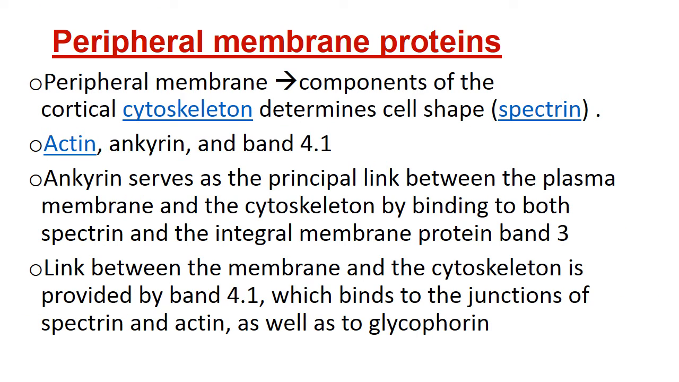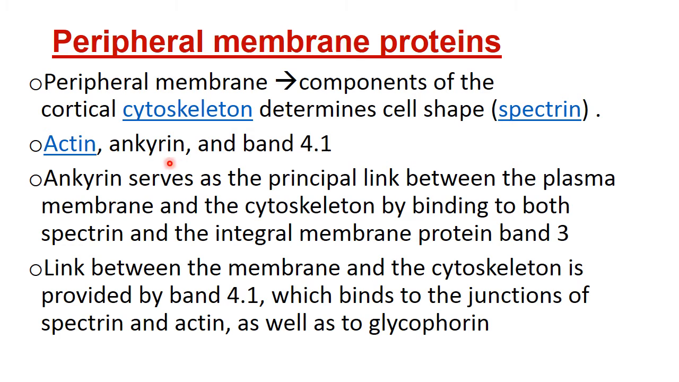Next, first we see the peripheral membrane proteins. What are the peripheral membrane proteins? Actin, ankyrin and band 4.1. The peripheral membrane proteins are components of the cortical cytoskeleton. It gives the definite shape to the cell, and that is by spectrin. Actin, ankyrin and band 4.1 are peripheral membrane proteins.